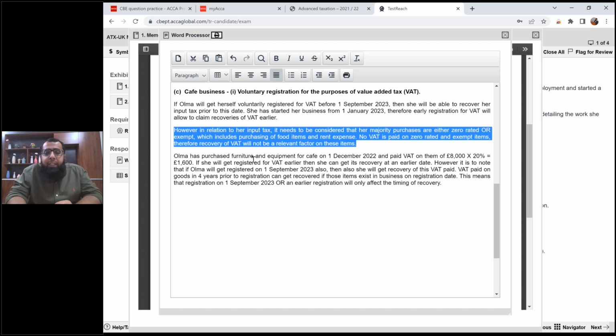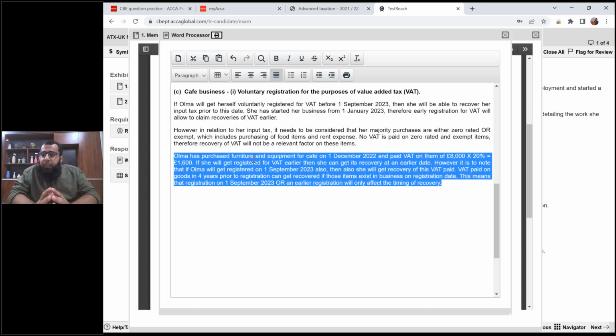Okay. Then we commented on the equipment and furniture thing, that there is a recovery matter. There is recovery of that. She can get the recovery earlier. But even if she gets registered in September, then also she will get the recovery.